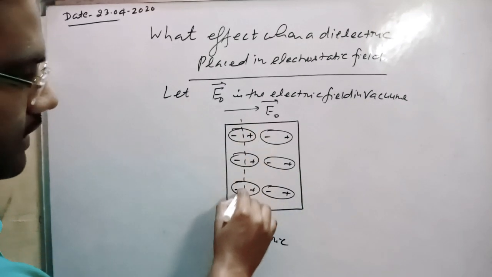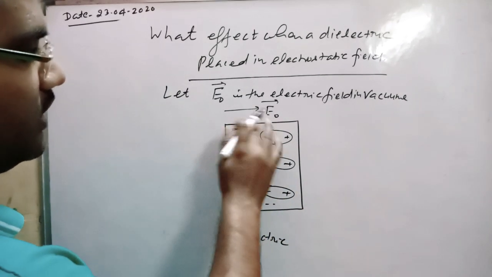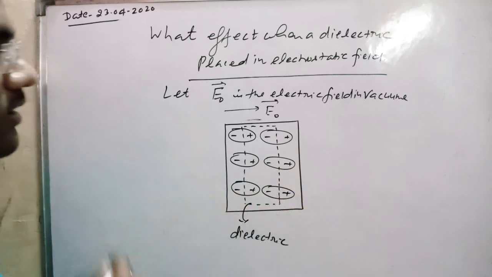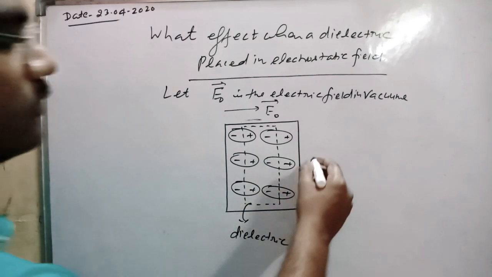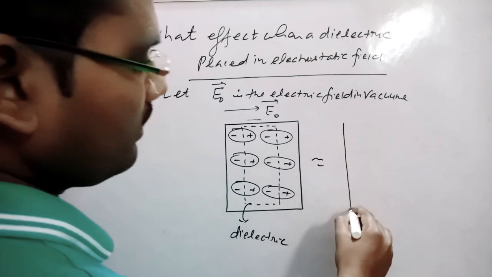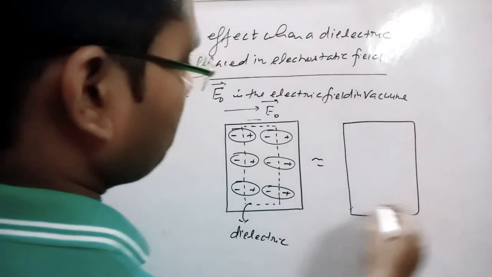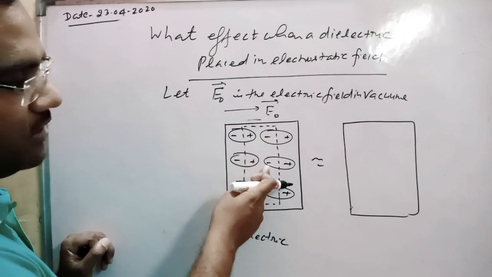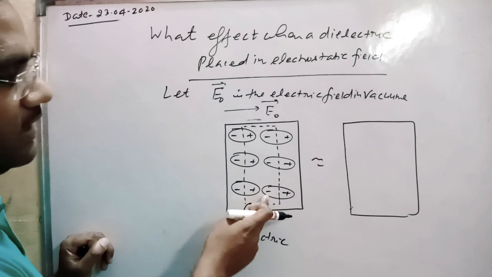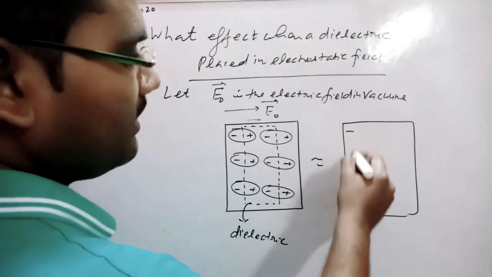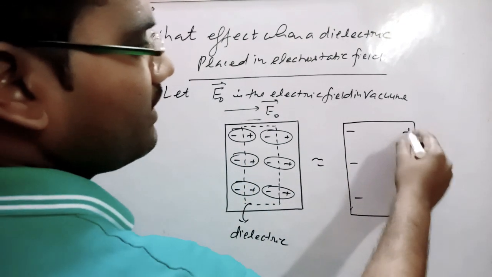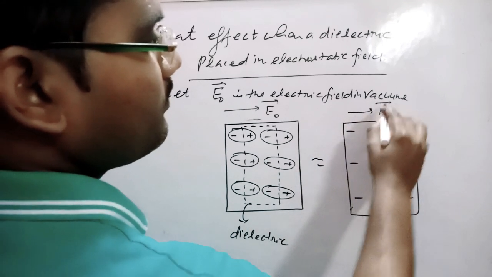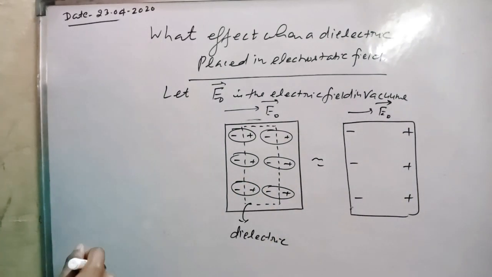Now here we draw an imaginary block. Then here we find this positive and negative cancel, this positive and negative cancel, this positive and negative cancel, and on the left side there is a negative charge and on the right side there is a positive charge. This one is the field when there is a vacuum.